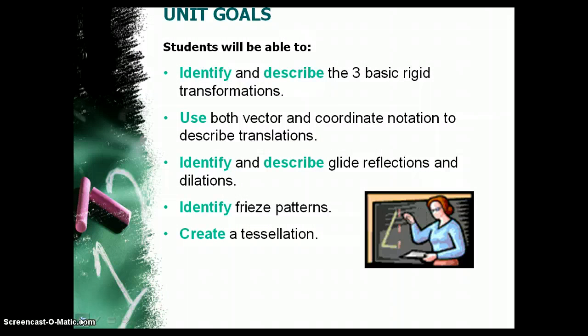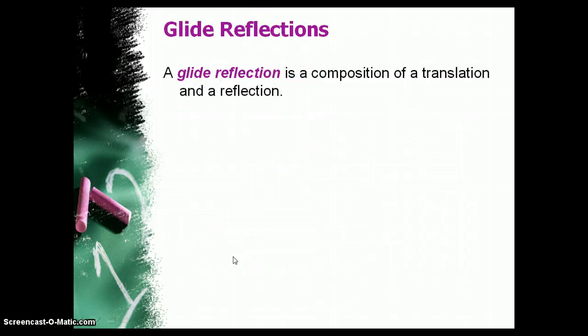Let's review the goals one last time. Students will be able to identify and describe the three basic rigid transformations. We did that in the first two screencasts. In the second screencast, we took translations a step further and were able to use both vector and coordinate notation to describe them. This third and final screencast will allow you to identify and describe glide reflections, dilations, as well as frieze patterns, and will also get you started on your tessellation project.